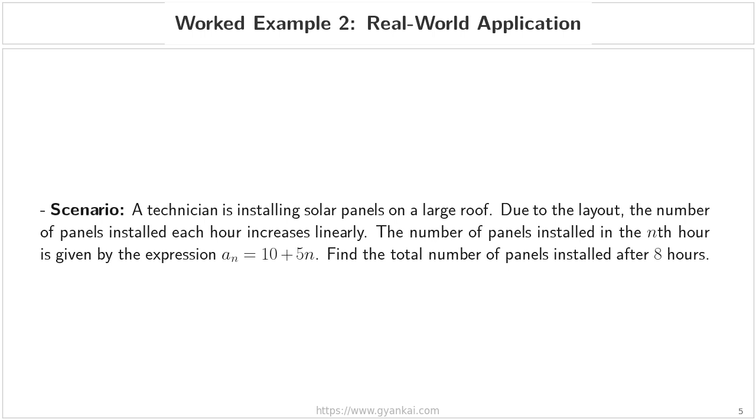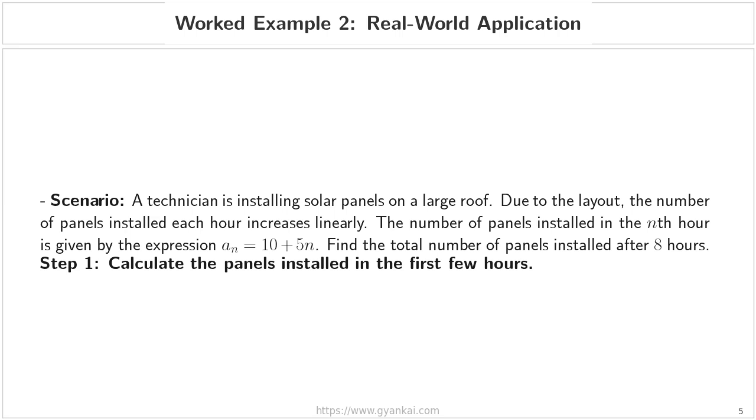Imagine a technician is working on a large roof installing solar panels. Because of the specific layout of the roof, the work becomes slightly more predictable as they go, meaning the number of panels installed each hour increases linearly. We are given a formula for the number of panels installed in the nth hour, which is a sub n equals 10 plus 5n, and our goal is to find the total number of panels installed after 8 hours. To solve this, we will follow the exact same 3-step procedure we just practiced.